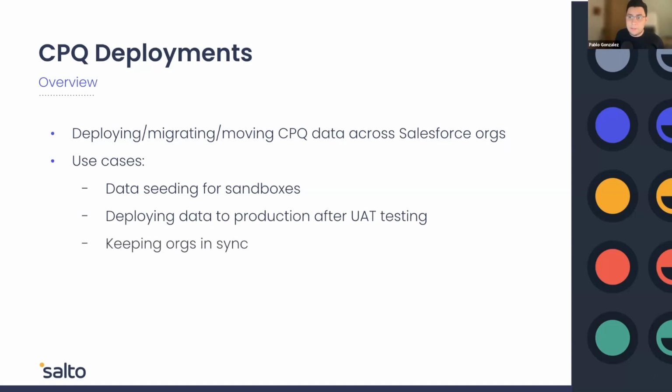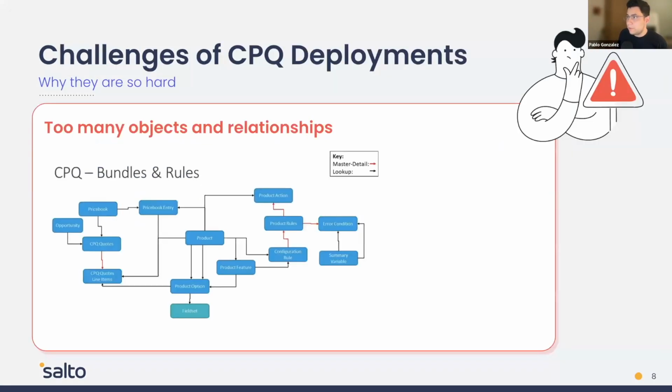It could also be about keeping the orgs in sync. So again, you may have UAT, production, or other full sandboxes, and you can do deployments across these different orgs to make sure that CPQ behaves the same across all sandboxes. Now, we're going to talk about some challenges first, just to understand why CPQ deployments are so hard.